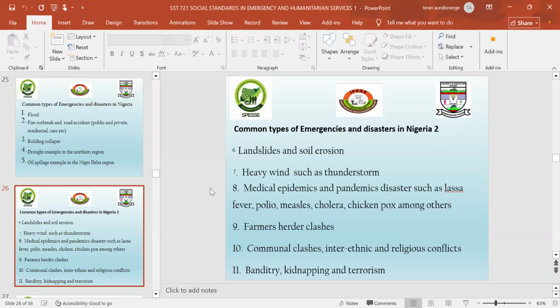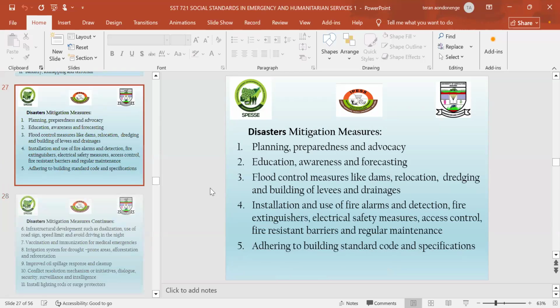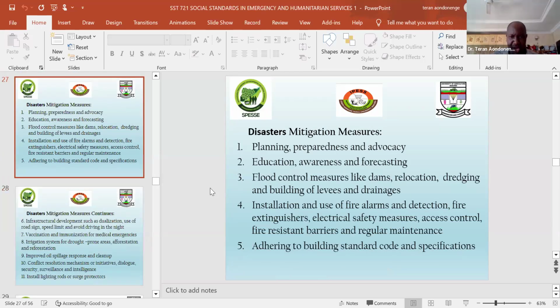Landslide and soil erosion, heavy wind such as thunderstorm, medical epidemics and pandemics, diseases such as Lassa fever, polio, measles, cholera, chickenpox, among others, farmers-herders clashes, communal clashes, inter-ethnic and religious conflicts, banditry, kidnapping, and terrorism. Now the mitigation measures, read them, go ahead.